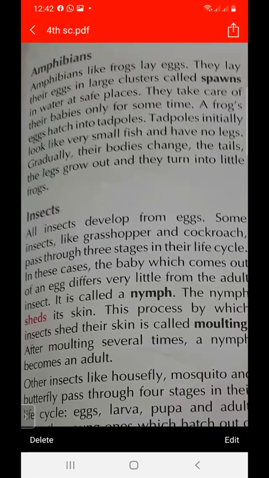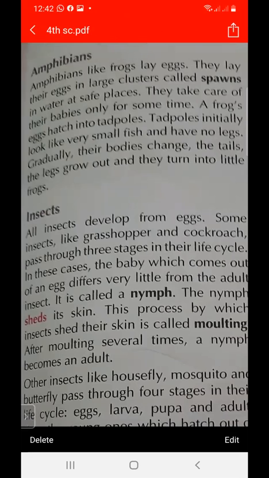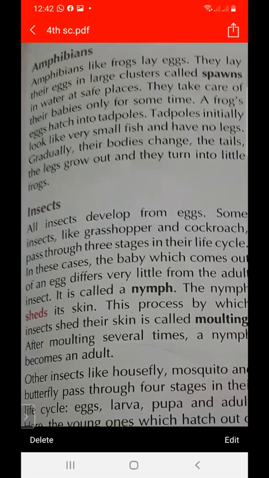And what is the life cycle of a frog? Firstly, they lay eggs in cluster form, and this egg is converted into a tadpole with no legs. This tadpole is converted into a tadpole with legs, and the tadpole looks like a small fish. This will change into the frog.